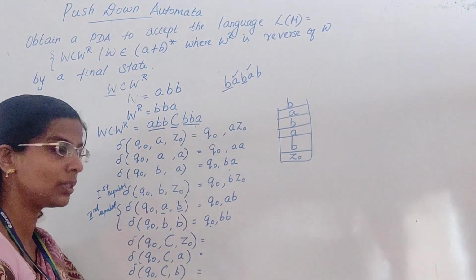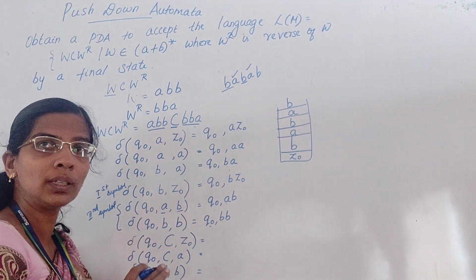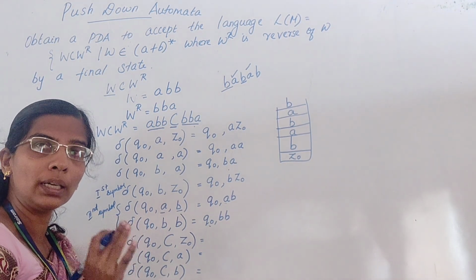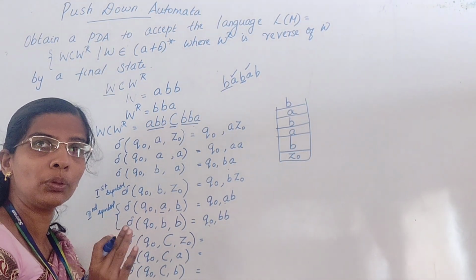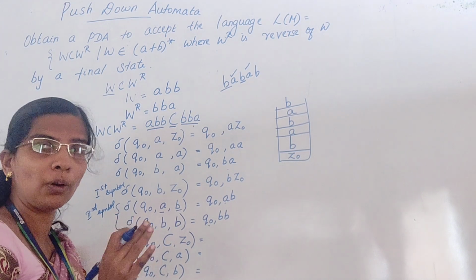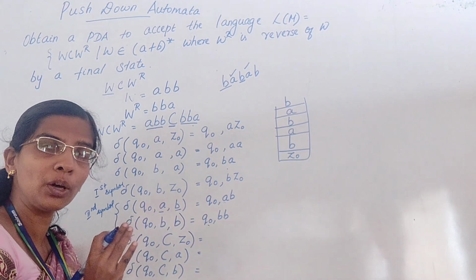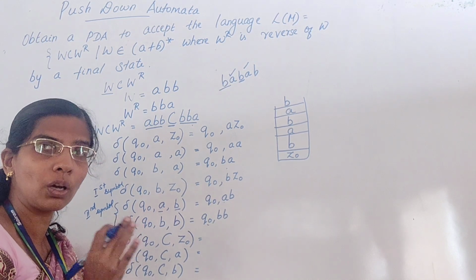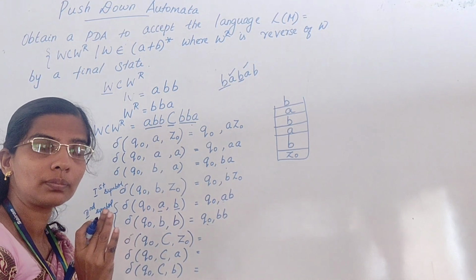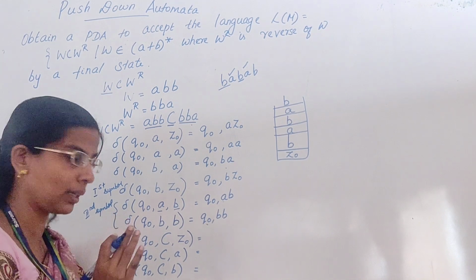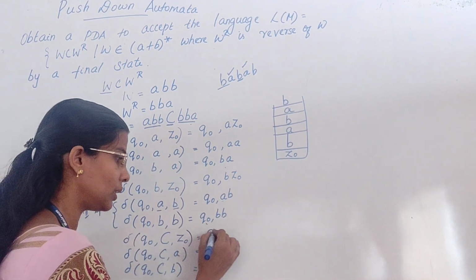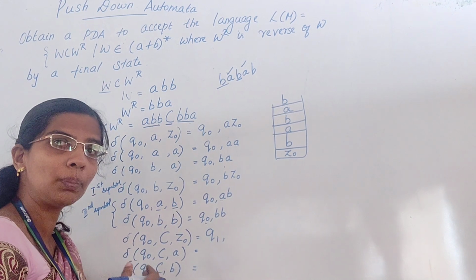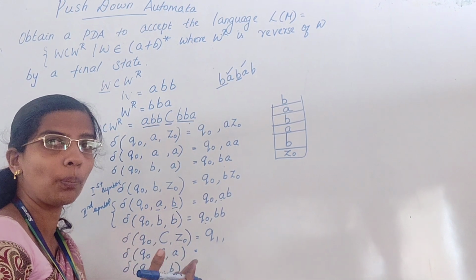That depends upon your string. Whatever it is, as you know, this C is a separator between W and reverse of W. So you should not do any operation. With stack, how many operations are possible? Push and pop. You should not do push or pop operation, since C is a separator. Just make a state change. Why am I making a state change? Because after C I have to pop.